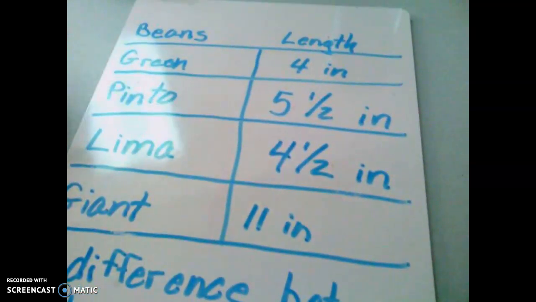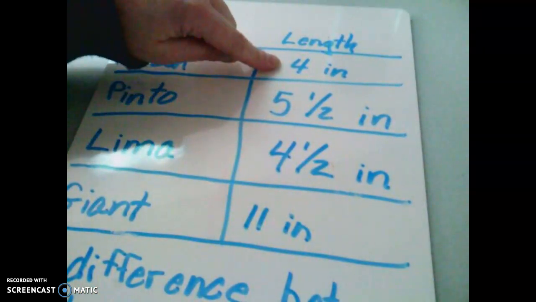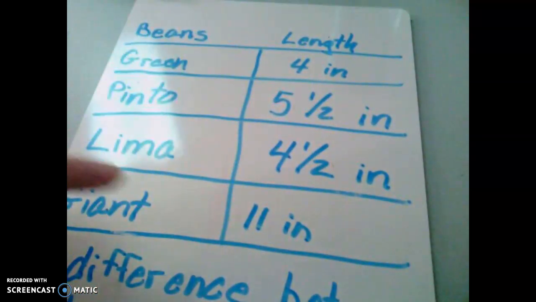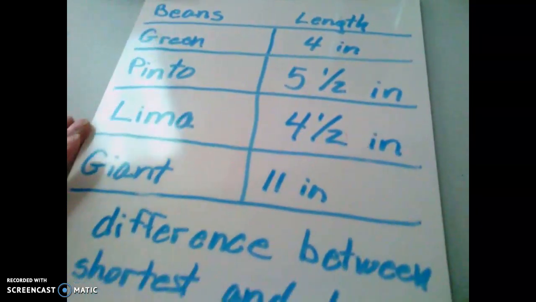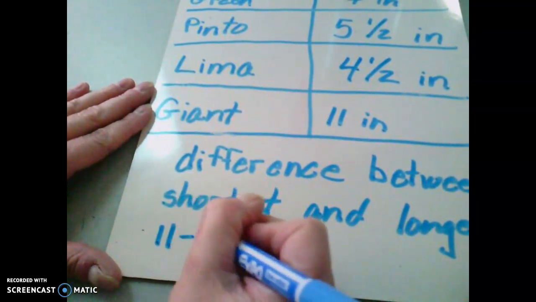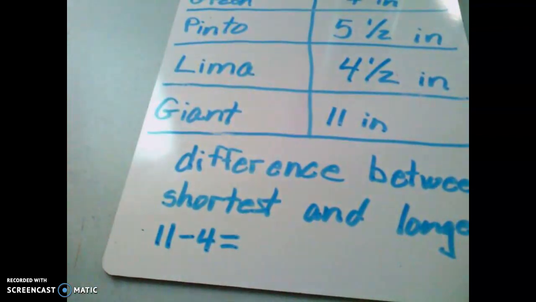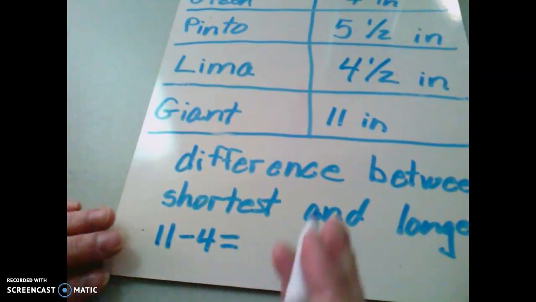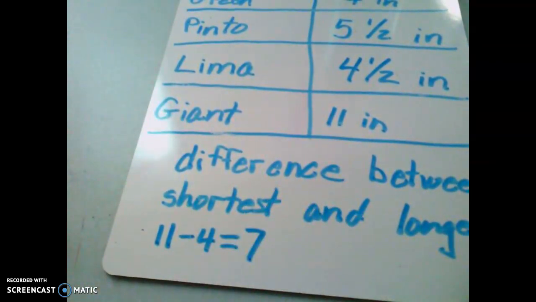So, I have to go back and I have to look. What is the shortest? The shortest is the green bean. That's at 4. And the longest is at 11. So the difference between them, usually we use subtraction. So what my subtraction problem would be is 11 minus 4 equals, and when I think that out, I can think, 4, 5, 6, 7, 8, 9, 10, 11, 7. So the difference between the shortest and the longest is like a subtraction problem.